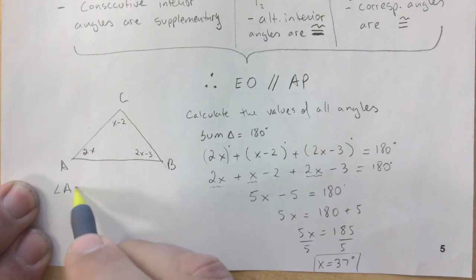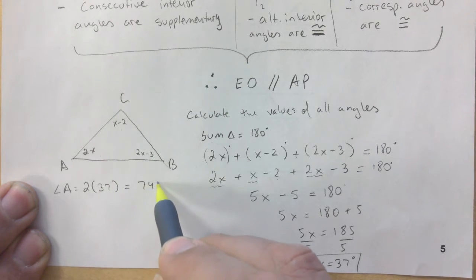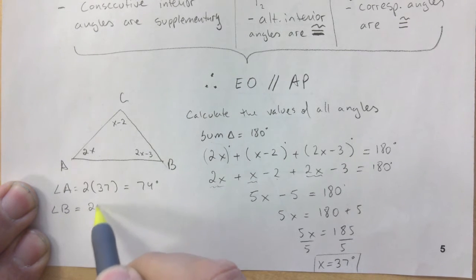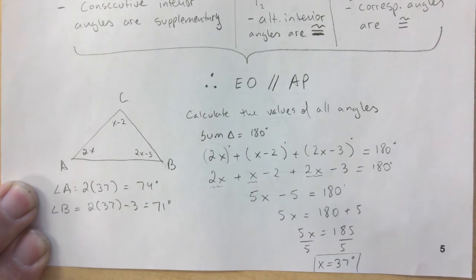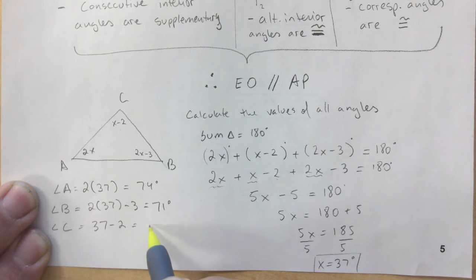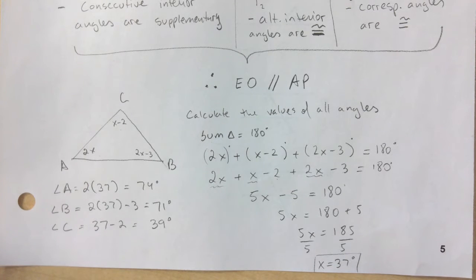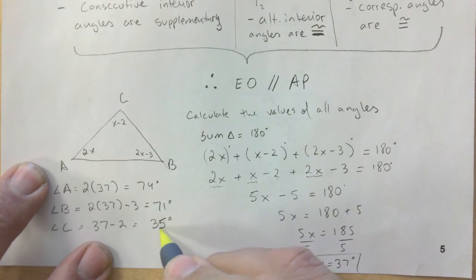So angle A would be 2 times x, which is 74 degrees. Angle B is 2 times 37 minus 3, so that's 71 degrees. And angle C would be 37 minus 2, which is, sorry, 35 degrees. I caught it.